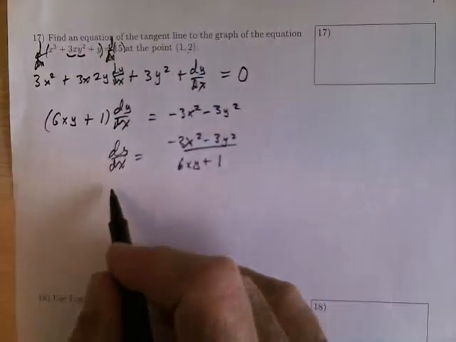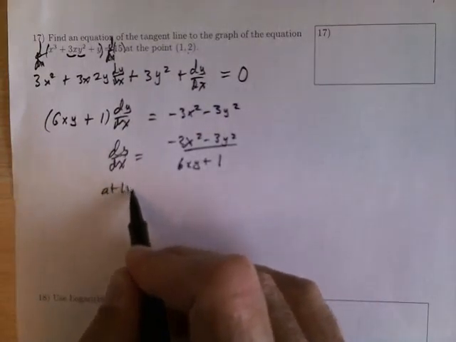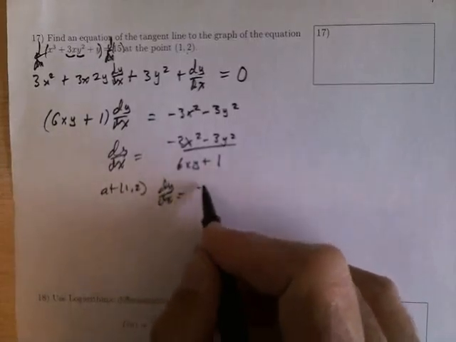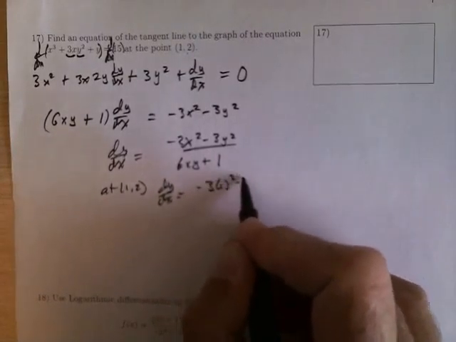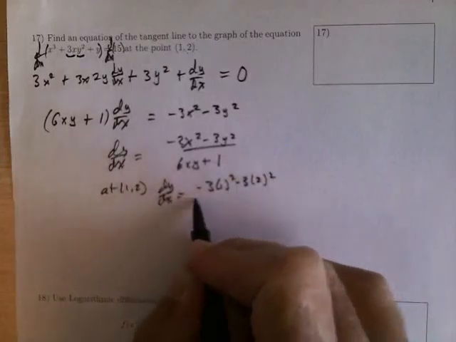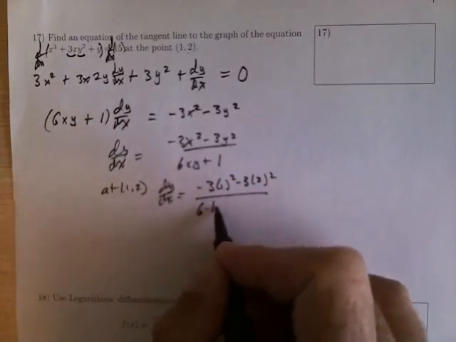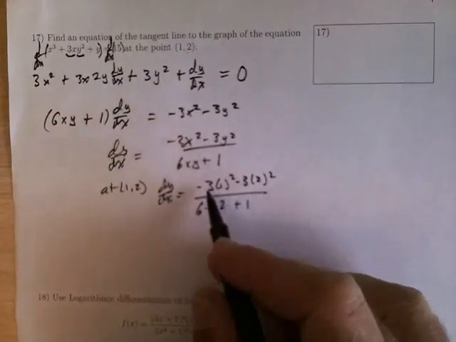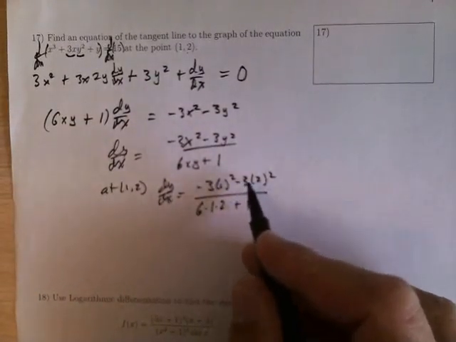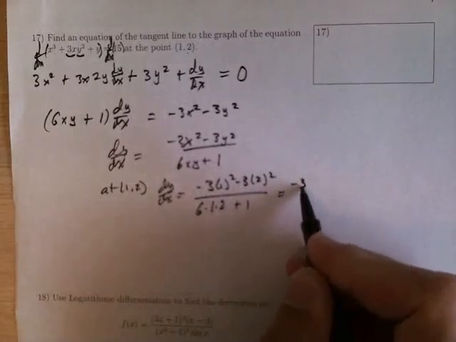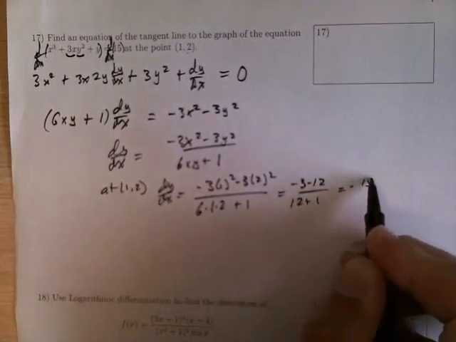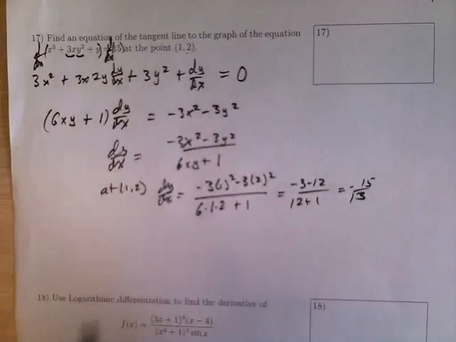Plug in the point here. So at (1, 2), dy/dx equals negative 3 times 1 squared minus 3 times 2 squared, all over 6 times 1 times 2 plus 1. So whatever this is, minus 3, that's 4 minus 12, minus 3 minus 12, this is 12 plus 1, so it looks like minus 15 over 13.